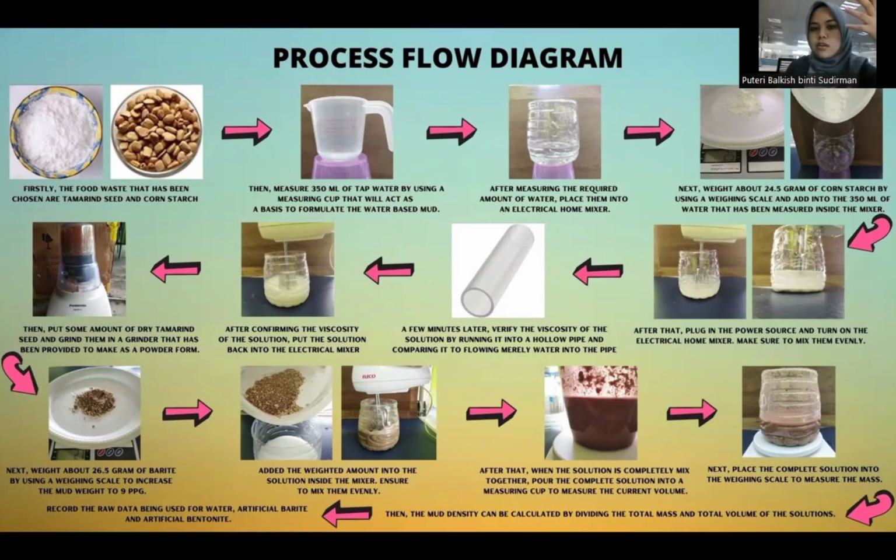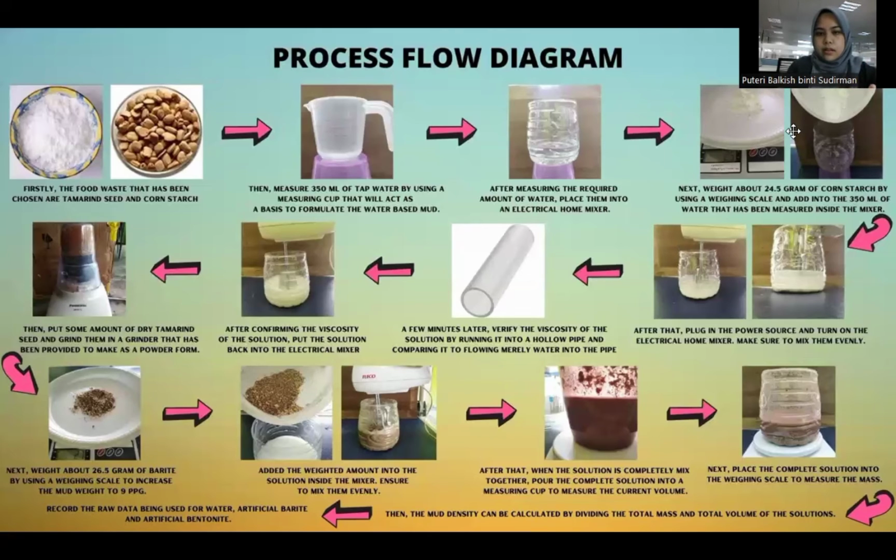After we measured the required amount of water, place it into an electrical home mixer. Next, weigh about 24.5 grams of cornstarch, which is our bentonite, using a weighing scale, and add it into the 350 milliliters of water that has been measured inside the mixer. After that, plug in the power source and turn on the electrical home mixer. Make sure to mix them evenly.